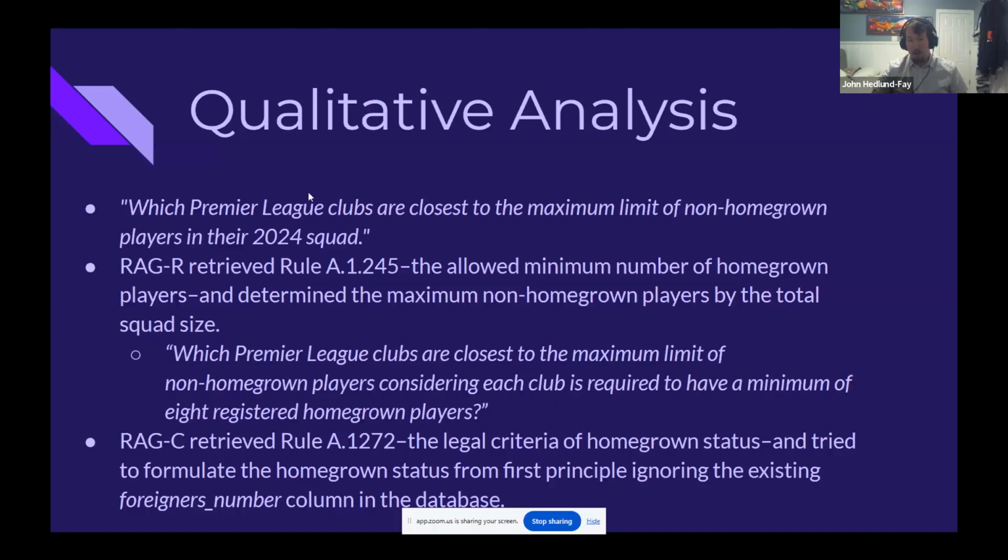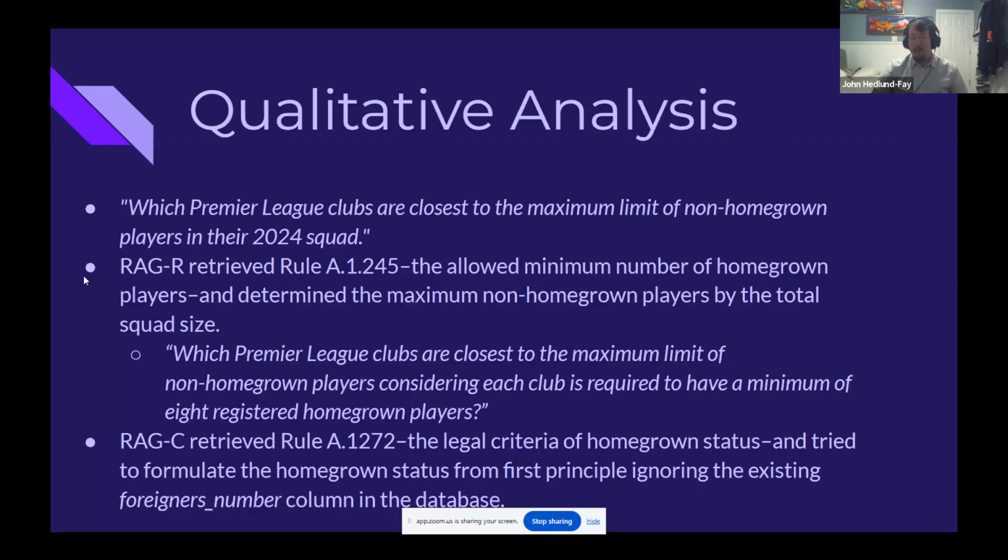In this example shown, which Premier League clubs are closest to the maximum limit of non-homegrown players in their 2024 squad? The RAG-C agent placed its attention on the wrong part of the question relative to the solution and fetched the legal criteria of homegrown status and tried to formulate how to get to that homegrown status from first principles instead of using the existing foreigners number from the transfer-market data.